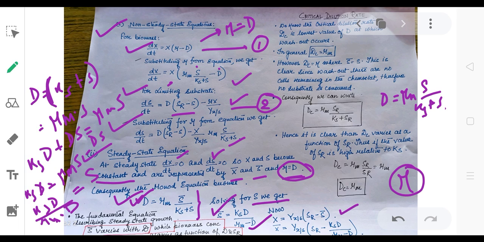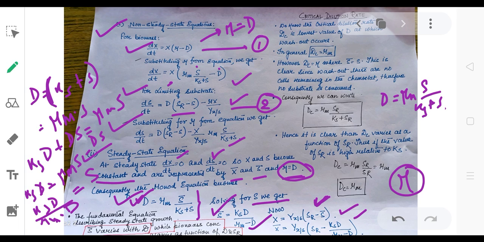So when you get this, you have got S in terms of your mu. So now you can put this S bar, okay? So X is equal to Yx/s (Sr minus this S bar), that is your Ks D divided by mu m minus D. So you have put the value over here and you have derived the equation in terms of your Monod's equation. Okay?